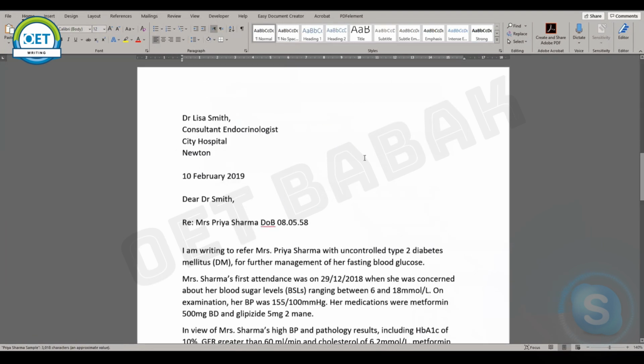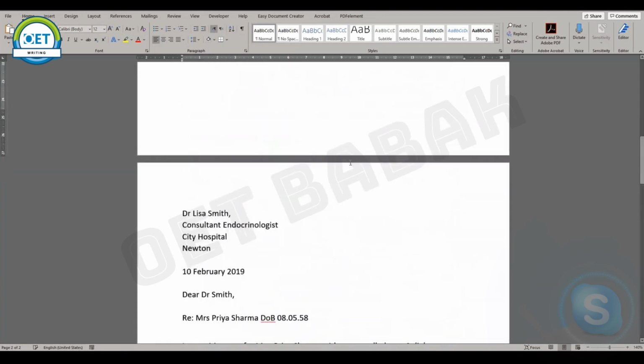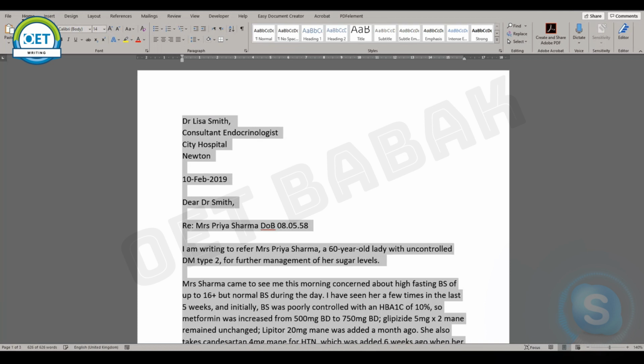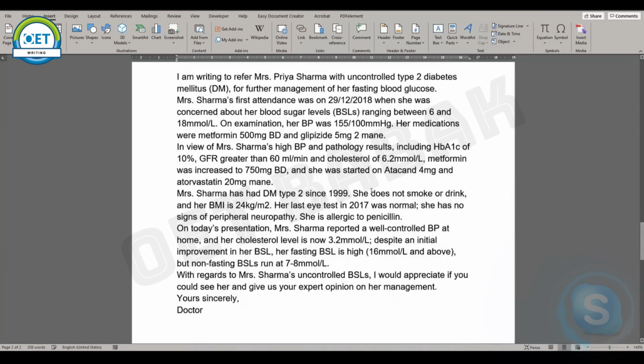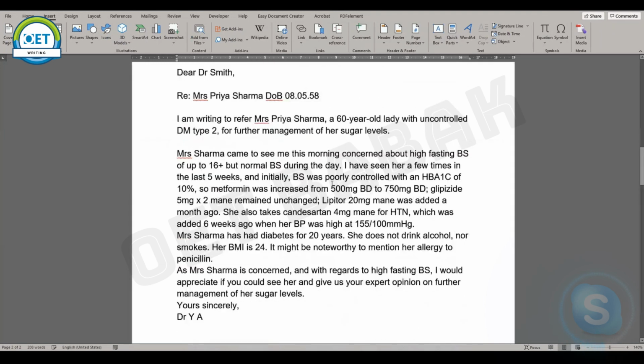Okay, we have a few samples written by different people, and well, very similar, but let's have a look and see what they have included. This one says, "I'm writing to refer Mrs. Priya Sharma, a 60-year-old lady with uncontrolled diabetes mellitus type 2, for further management of her sugar levels."